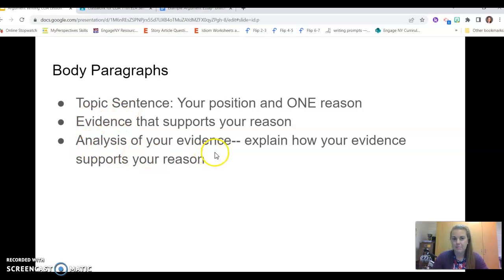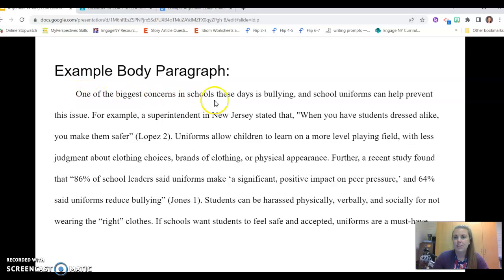So let's look at an example. The first sentence is our topic sentence, our answer and our reason. Remember, the reason in the thesis statement was safety, and we're talking about getting rid of bullying in the first paragraph, which has to do with safety. We just don't state it word for word. So one of the biggest concerns in schools these days is bullying, and school uniforms can help prevent this issue. So we should have uniforms.